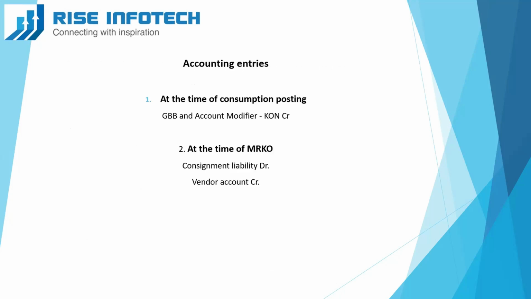So what are the accounting entries at the end of the consumption period? It is GBB. That is like one code we get in SAP, and the account modifier is KON KRCR. At the time of MRKO, the accounting implication is the consignment account debit, and the credit will be the vendor account. So the vendor account will be credited. So you will get the amount.